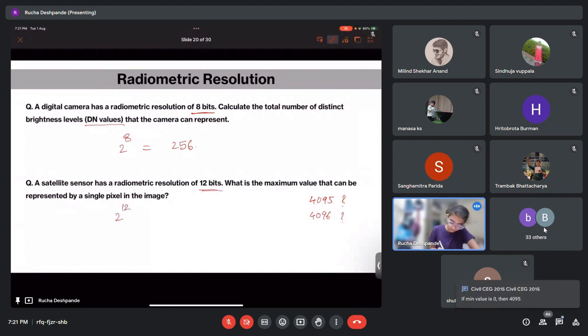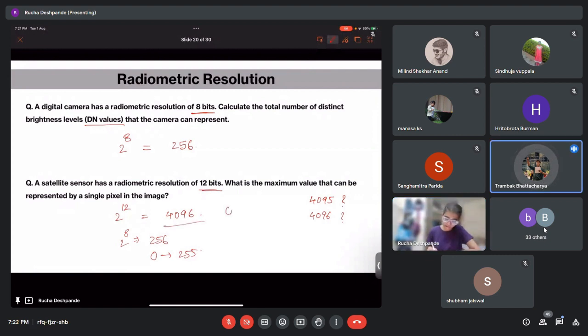So the total number of values in this image will be 4096. But remember, when we saw the 8-bit image, it was 2 to the power 8, and a total of 256 values of pixels were possible. But since we start from 0, the values range from 0 to 255. Similarly, in this case it will be 0 to 4095. So is my answer 4096 or 4095? No, it will be 4095.